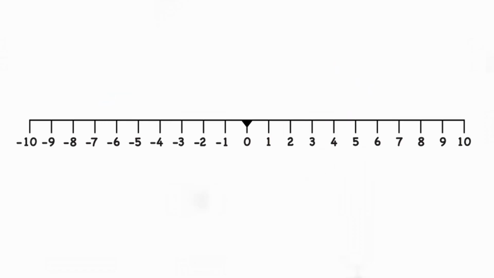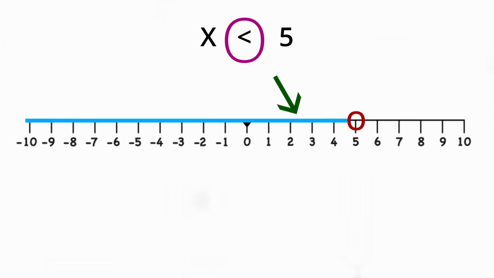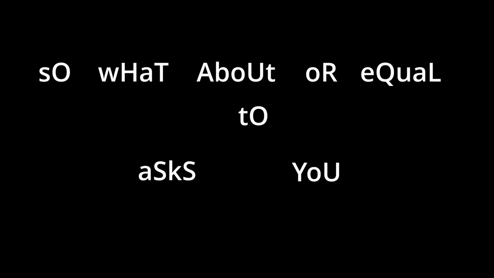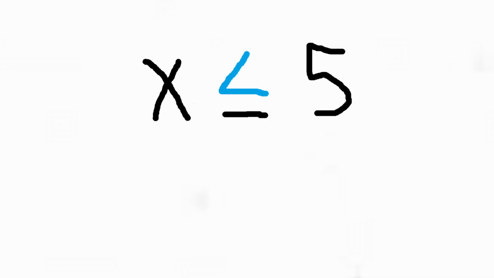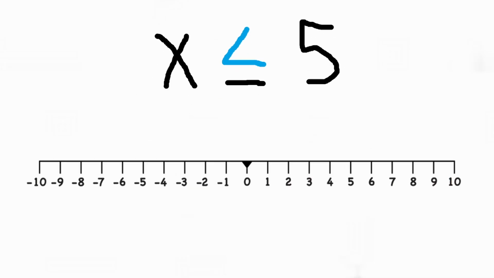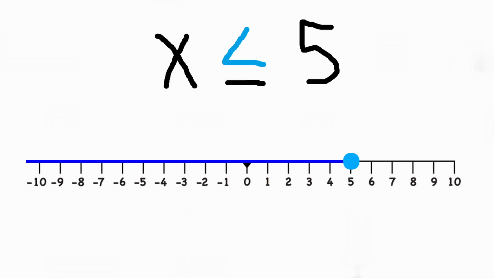Let's take x equals 5. All numbers less than x equals 5 would be this region, with an open circle at x equals 5 because 5 is not included. So what about the or equal sign, asks you? If you're asked for all numbers less than or equal to x equals 5, the region shaded on the number line would still be all numbers before 5, with a closed circle at x equals 5, because x equals 5 is included in the solution set.